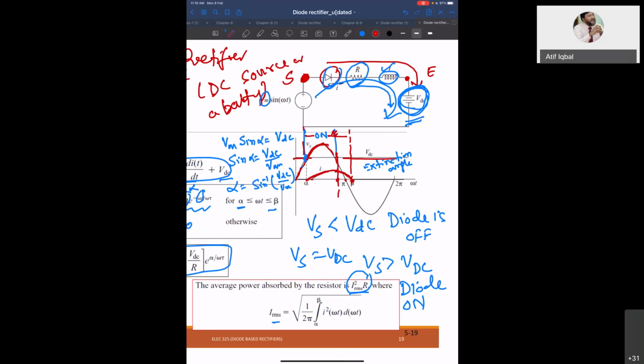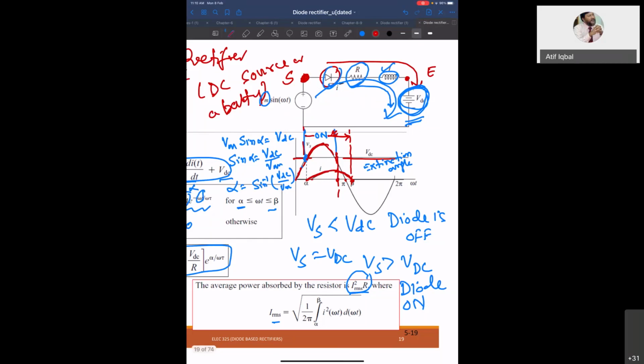So because of the inductor, the diode remains on beyond pi by a bit, right? Yes. It will remain on until beta. From alpha to beta, it will remain on. And at that time, the current will rise and then it will fall to 0. Okay, thank you.